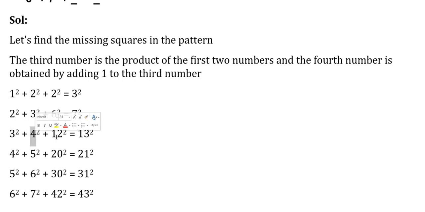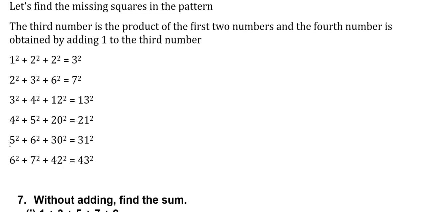3 into 4 is equal to 12. 12 plus 1 is equal to 13 square. 4 into 5 is equal to 20. 20 plus 1 is equal to 21 square. 5 into 6 is equal to 30. 30 plus 1 is equal to 31 square. Okay. This is the pattern, not a solution.